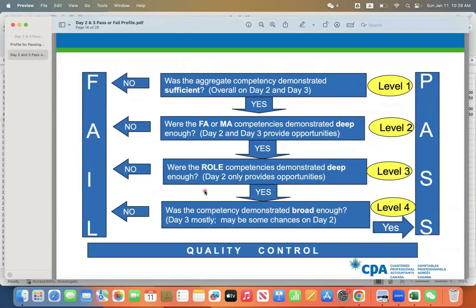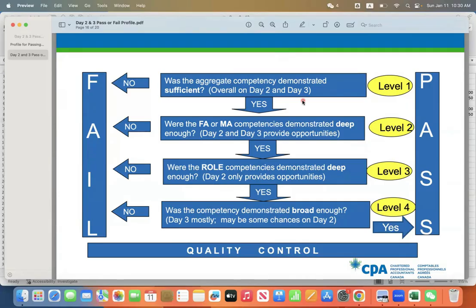Pass or fail profile for day 2 and day 3. And then, okay, level 1 is sufficiency. Sufficient means you have to get enough total number of competent and reaching competent. Reaching competent is like half marks, half grade, and then competent is like full marks.